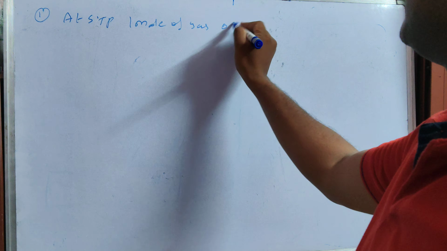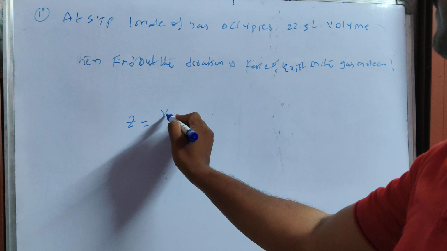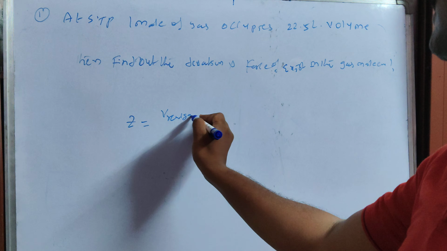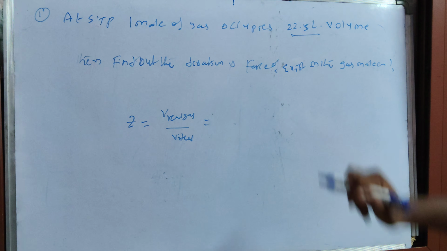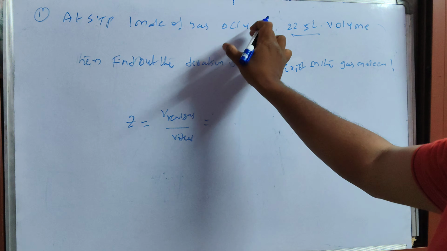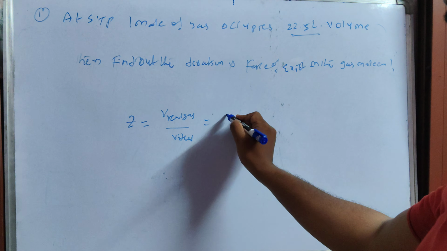What will happen? You know, Z is equal to V real gas by V ideal. This is experimentally given. At STP, 1 mole of gas occupies 22.5 liters volume, which means this is determined experimentally. That is V real gas.